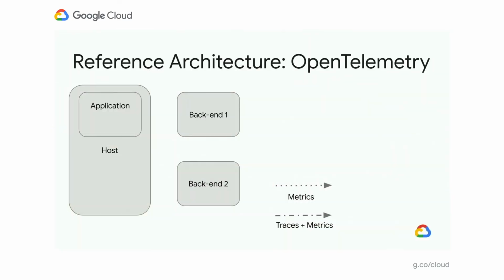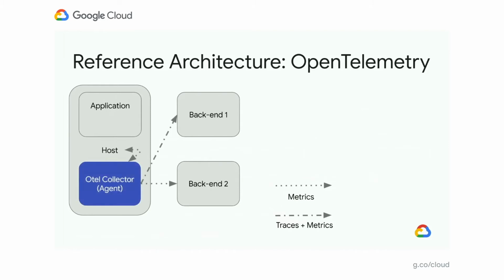So let's talk a little bit about getting started with the OpenTelemetry project. The easiest way to do that is to really start talking about the architecture. So you can see here we have a host, there's an application running on it, and maybe we have one or even multiple backends we want to send our data to. How do we get started with OpenTelemetry?